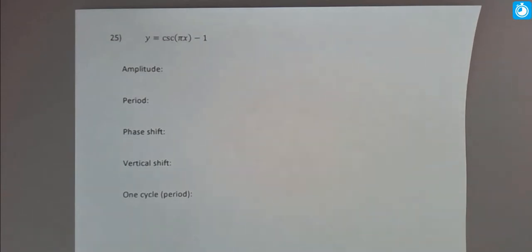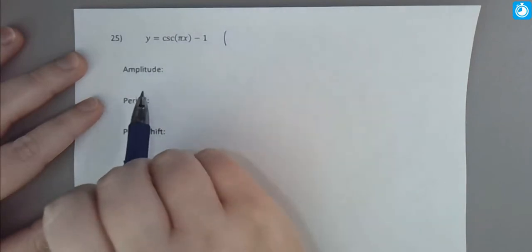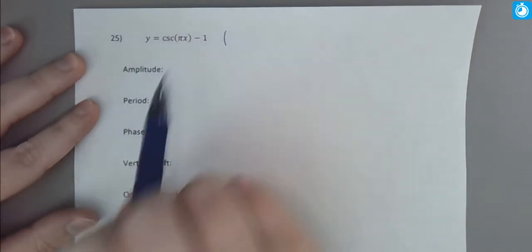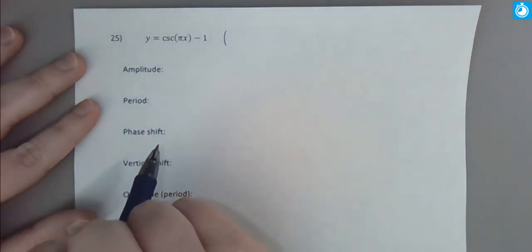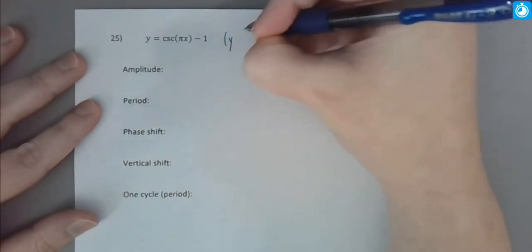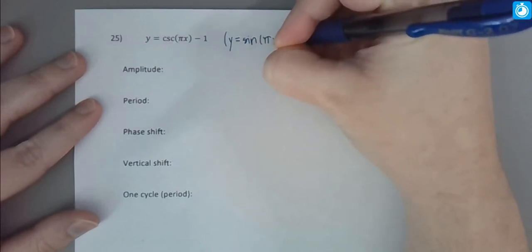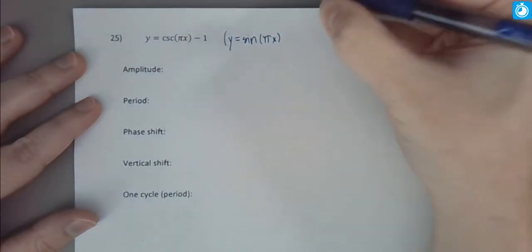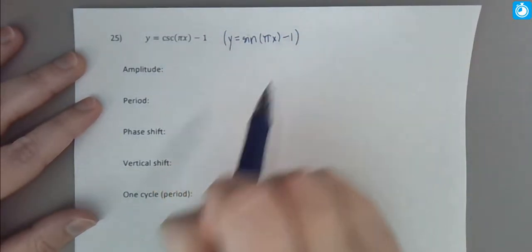So if you remember this technique we used to graph secant and cosecant, we started by graphing the related sine or cosine function. So I'm going to put in parentheses what the related function would be to this cosecant function. Essentially, if we were to keep all of the other values available to us in this function, but just graph the reciprocal function, what would that look like? Well, the reciprocal of cosecant, again, is sine. So we would be graphing y is equal to the sine of pi times x minus 1. So we're going to think of this as the guideline for how we graph.